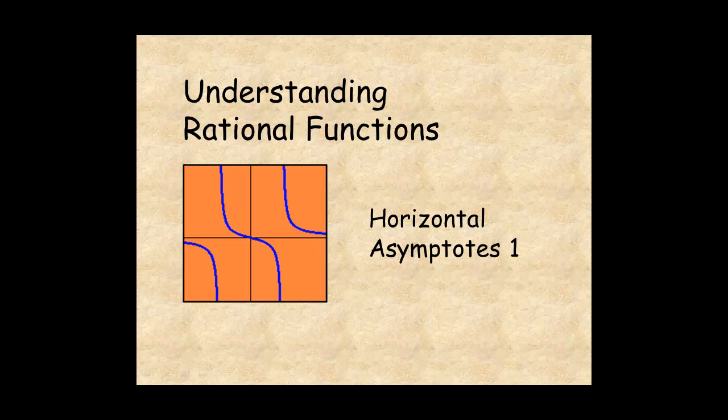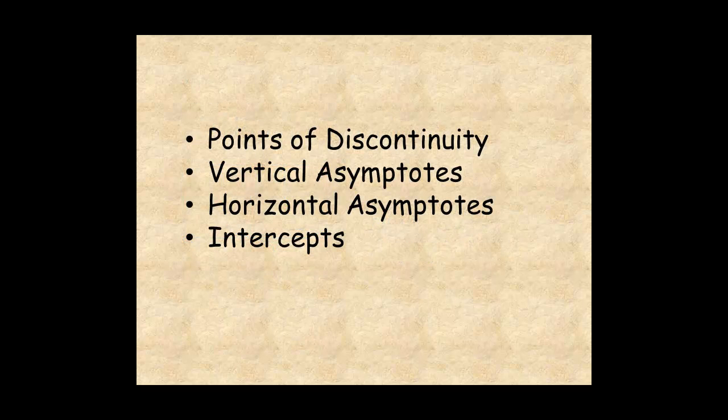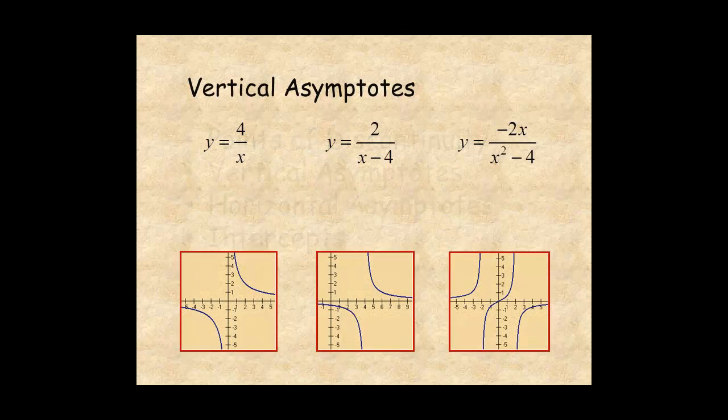This lesson helps you understand the horizontal asymptotes of rational functions. It's part of a series of lessons about understanding rational functions. From a previous lesson, you learned to understand the vertical asymptotes of rational functions.